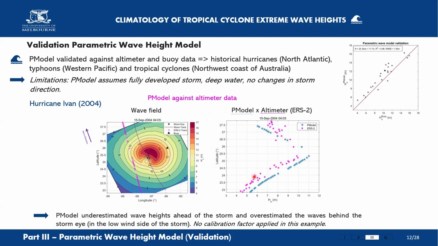We can see for this example underestimation of the waves ahead of the storm in this area here, and overestimation of the waves behind the storm center, this area here in the low wind side of the storm. Here we did not apply any calibration factor, any reduction, and we can still see overestimation in the peak waves. And for this example, we have here probably a misleading in the position of the track.